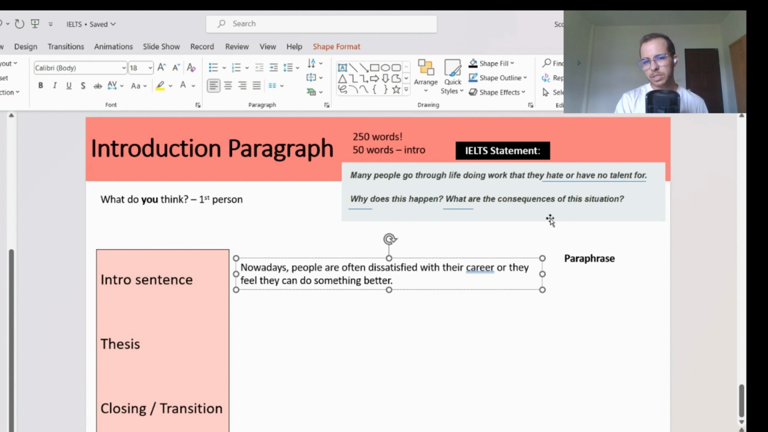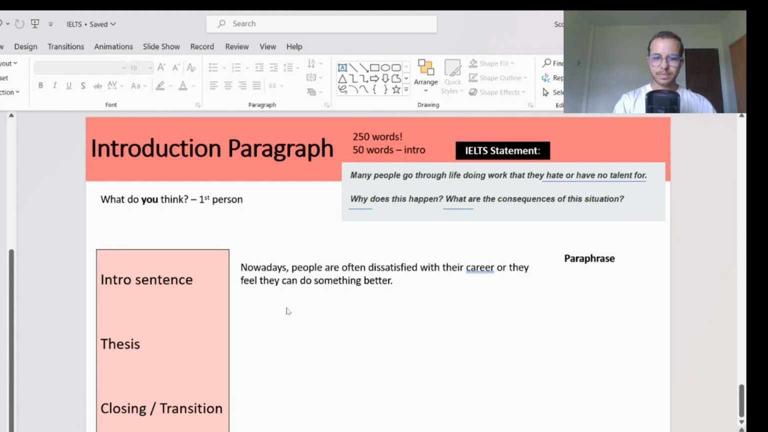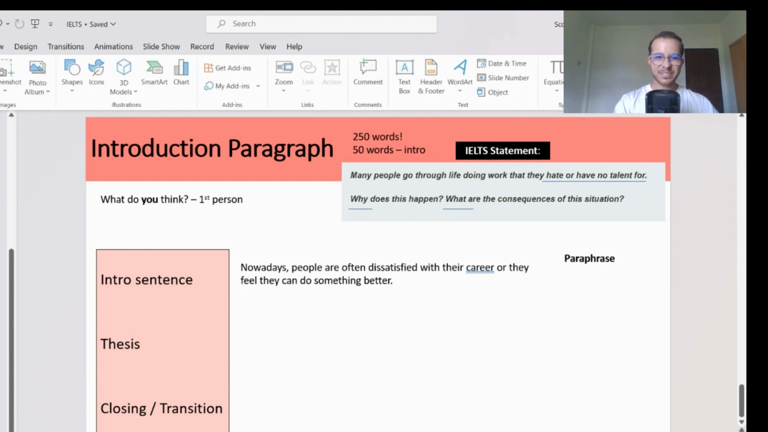I'm not worried about these two questions below. I'm paraphrasing the beginning. Nowadays, people are often dissatisfied with their career or they feel they can do something better. So we are taking the main question or the main statement and paraphrasing. Now, remember that the examiner is going to pretend they don't know what the question was. So this is why we paraphrase. Okay, let's get into the thesis.